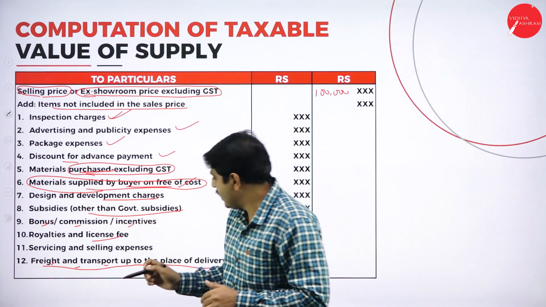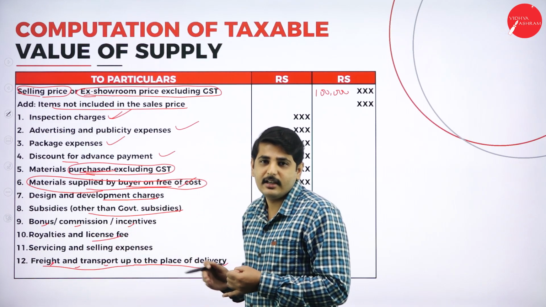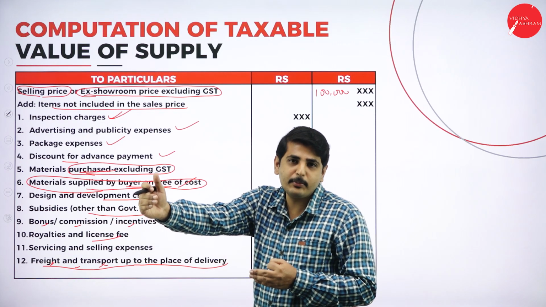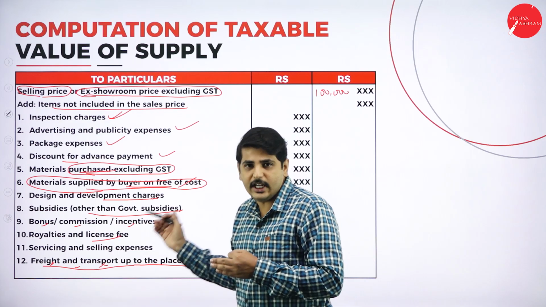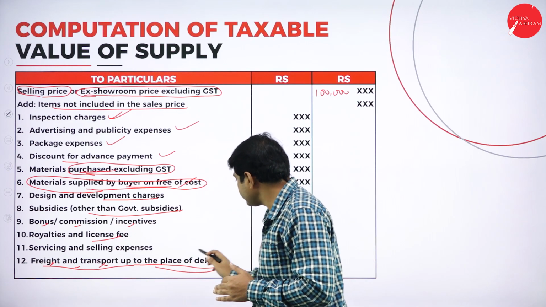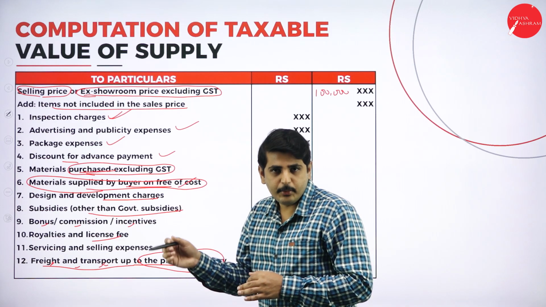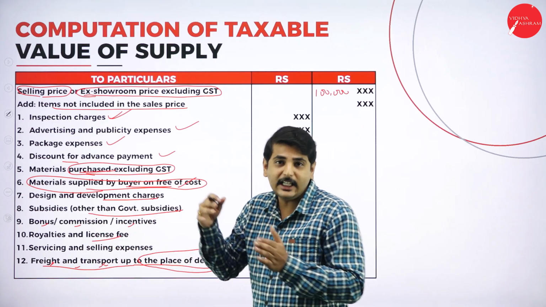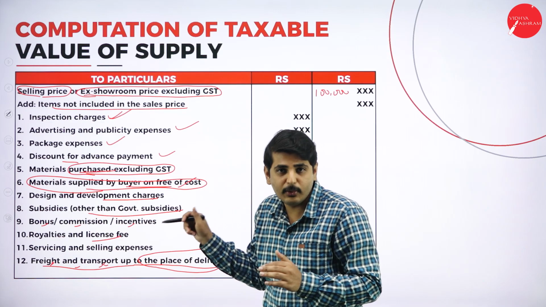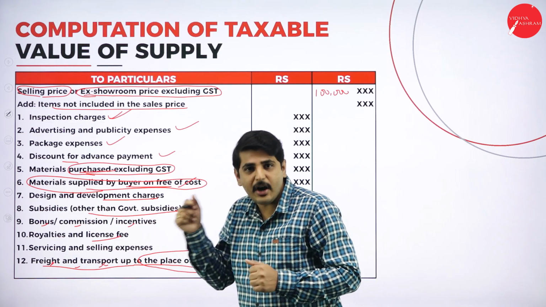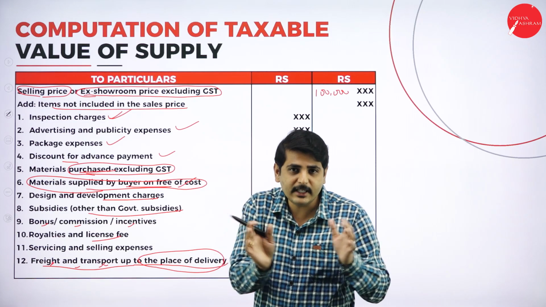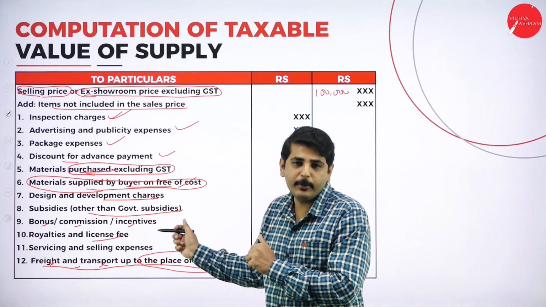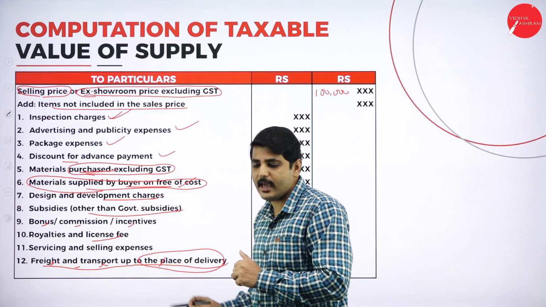So any charges, for example freight, insurance charges and transportation charges, up to the place of delivery, which means the Indian port. Once the goods reach the Indian port, any other charges incurred, such as transportation from port to factory and insurance from port to factory, we should not include here. Only charges before the goods reach the port can be added.